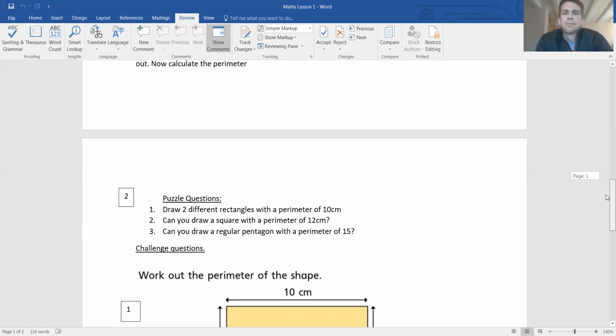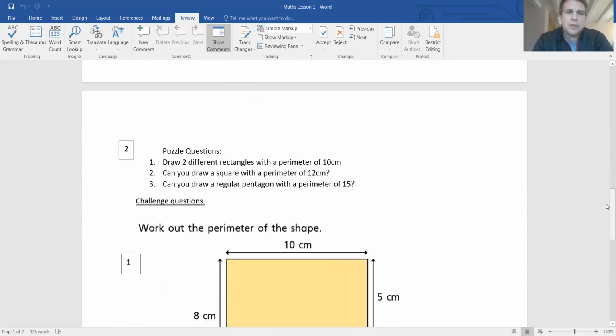Okay. So second, 2 puzzle questions. Draw 2 different rectangles with a perimeter of 10 centimeters. So all the sides have to add up to 10 centimeters, and it has to be a rectangle. So think about the features of a rectangle. Can you draw a square with a perimeter of 12 centimeters? So think about that. All the sides have to add up to 12.